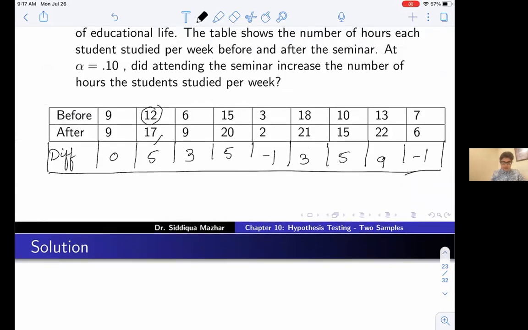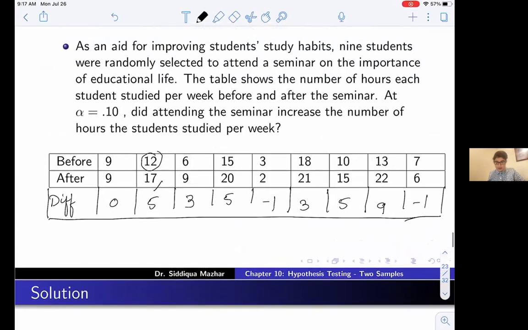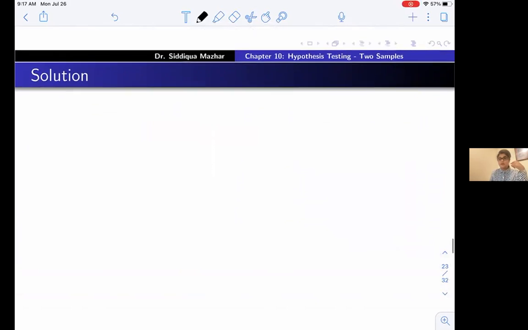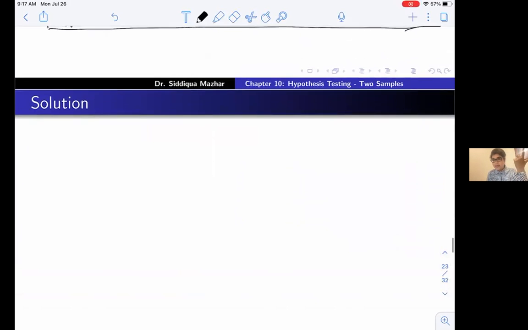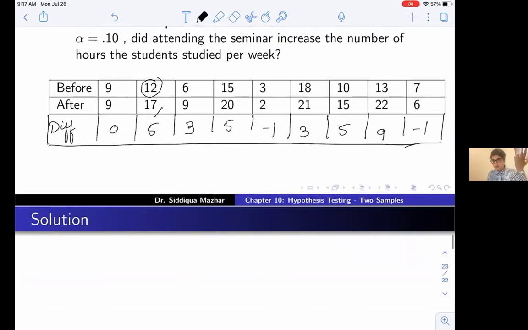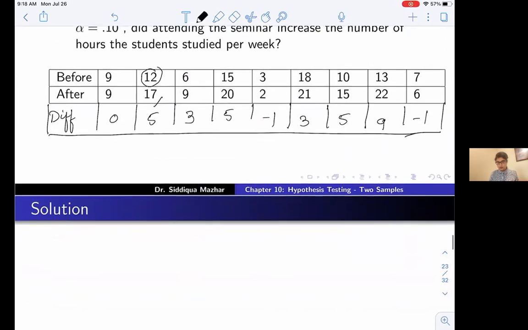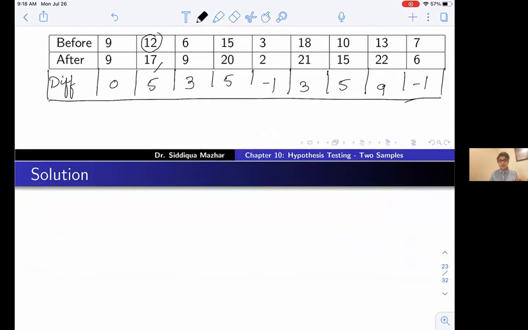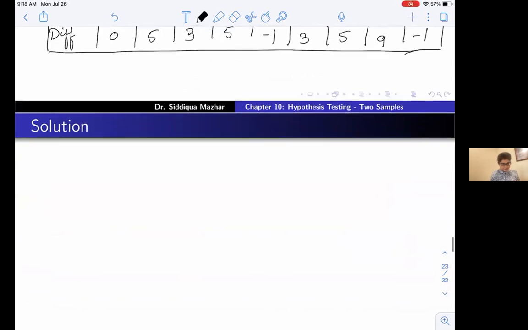So I am going to see whether the number of hours increased or decreased after the seminar. This is my hypothesis. We are going to use a one-sample hypothesis test, because we do not have two samples, just one sample, and we are going to look at the average of the differences. Is it going to change, or is it going to improve?